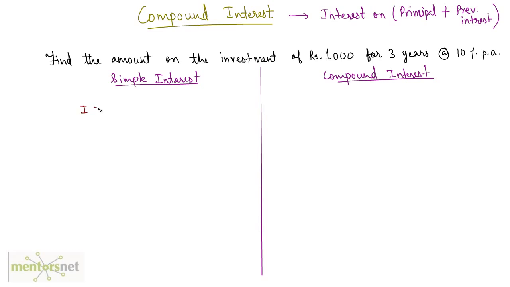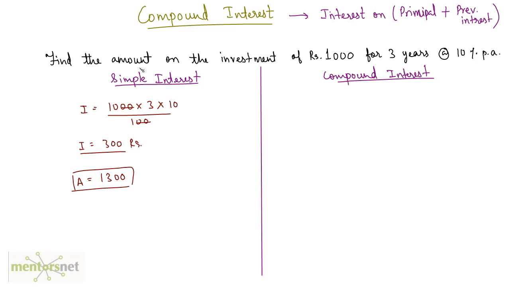So I can find the interest, which is equal to the principal amount, 1000, times the number of years, 3, times the rate, 10 upon 100. And these zeros get cancelled out. What I have is the interest is equal to 300 rupees. Okay, so the amount will be the principal plus interest, and that will be equal to 1300 rupees. So this is the amount if we calculate the amount using simple interest.